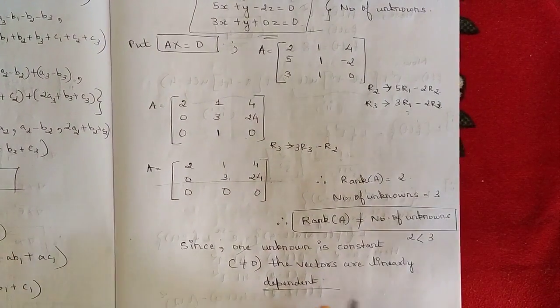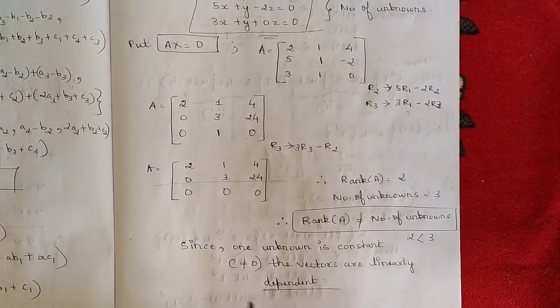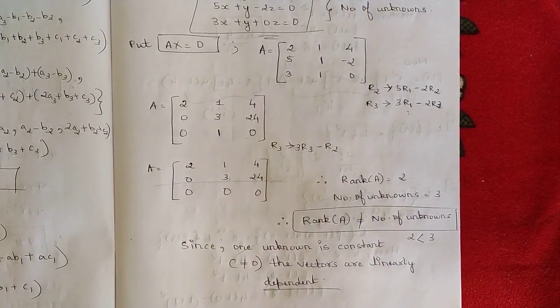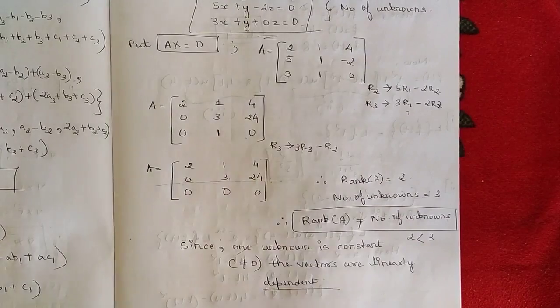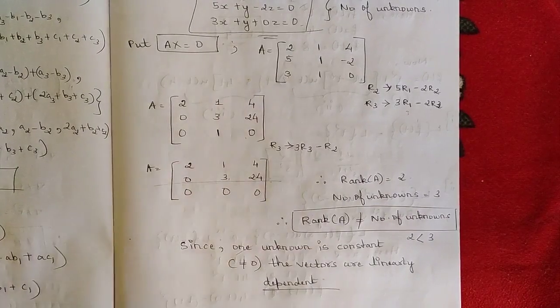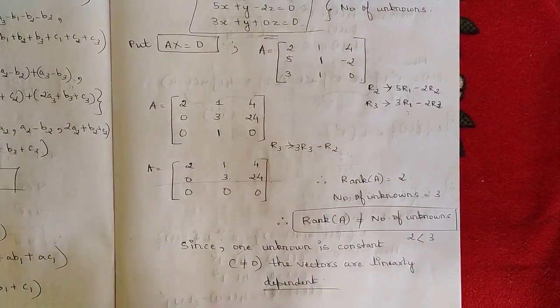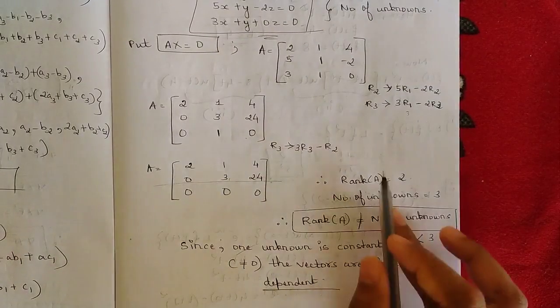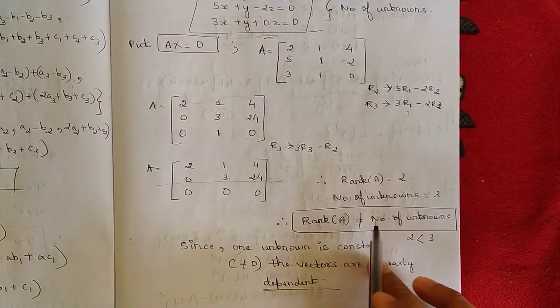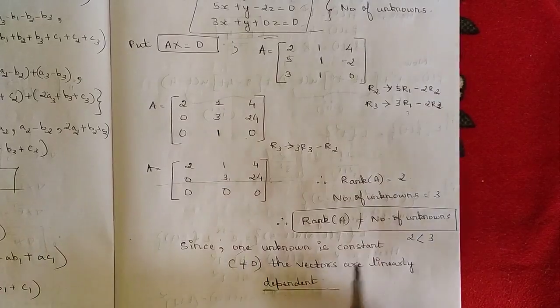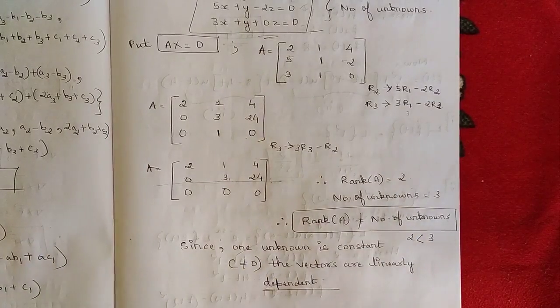So that's why we say that the vectors are not independent in this case, they are linearly dependent. If they are not independent, the other option left is that they should be dependent. In order to justify, you should write that they are not independent, since one unknown is constant and the rank of the matrix is not equal to the number of unknowns. So the vectors are linearly dependent to each other. Okay, so this was the problem, guys.